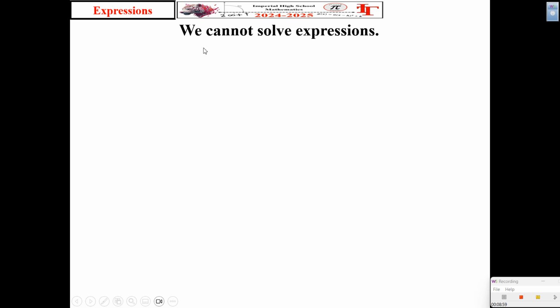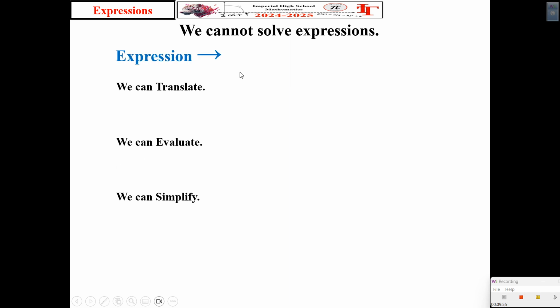Ready? We cannot solve expressions. Let's hear that clear. We cannot solve expressions. There's only 3 things we can do. You're paying attention, you're not taking notes. Here it goes. What can we do? We can translate them, we can evaluate them, and we can simplify them. Can we solve them? No! We can only do all those things. So for example, let me give you an expression.